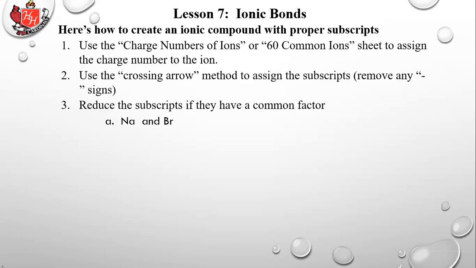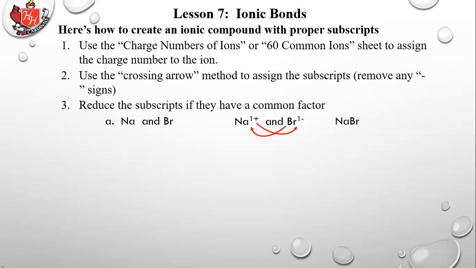So what you have to do is look up what the charge is on sodium, Na, and bromine, Br. So the charge for sodium is a +1. For bromine, it's a 1-. You can get that off of either of the sheets. So you simply cross the ones over to the other element.